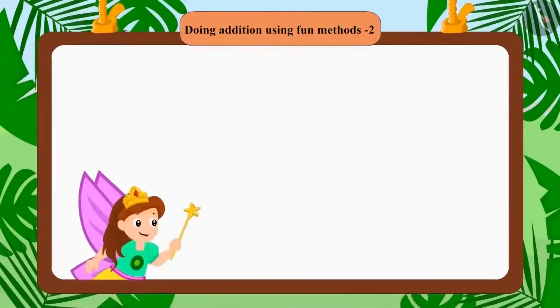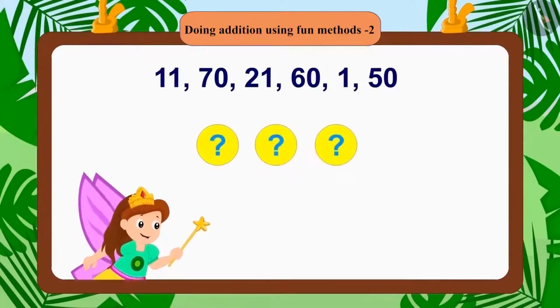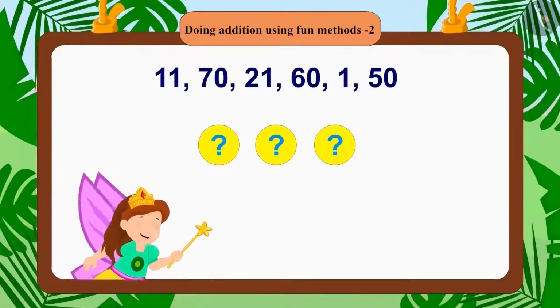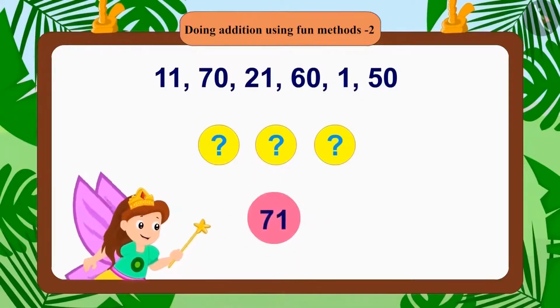The angel showed Bablu these numbers and said that he will have to make 71 by adding these numbers in 3 different ways. And remember, he can only take 2 numbers at a time.